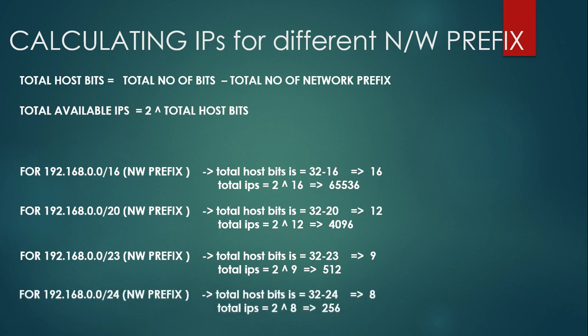I'm going to do one more example. Using this formula, we can find IP addresses for the series 192.168.0.0/24. The total host bits is the number of bits minus the network prefix bits, that is 32 minus 24, so the number of available host bits is 8. Based on this, the number of available IP addresses is 2 to the power of 8, which is 256. So this is how you find the available IP addresses.